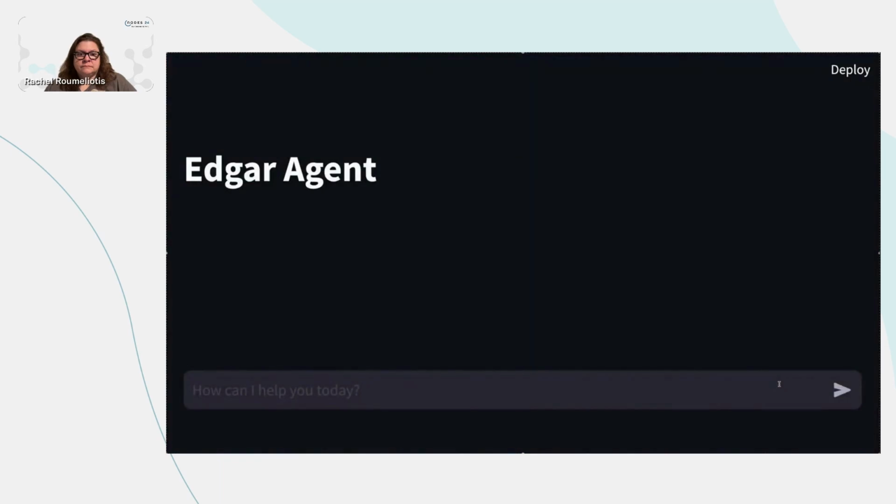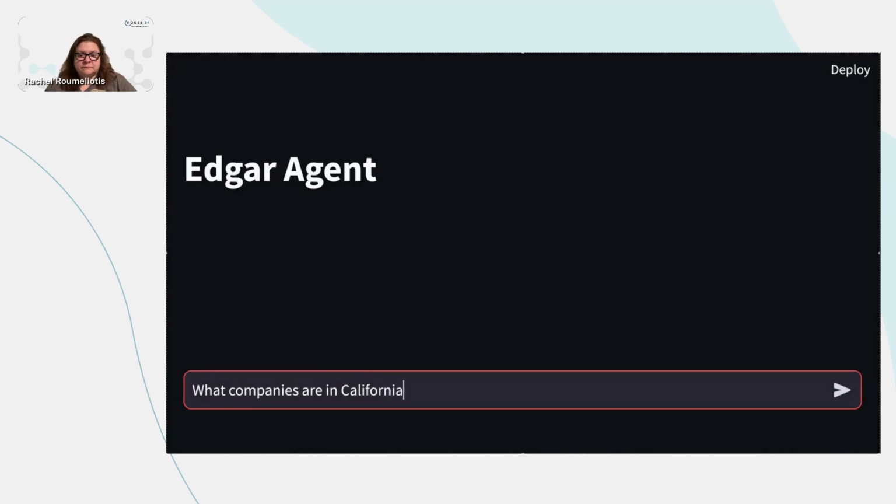Of course, the data set that we're using here is my favorite. It's the Edgar data set. This is the SEC financial filings in the United States. So we have financial filings from publicly traded companies and also the investors in those companies. So we can ask questions like, what companies are in California?